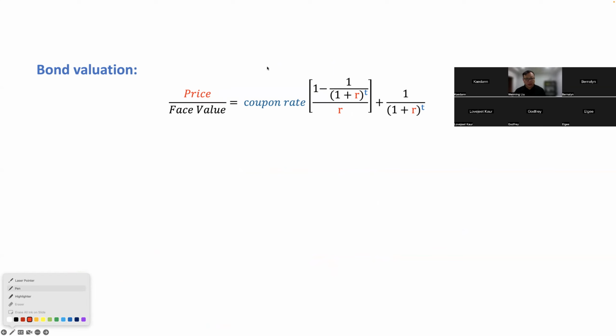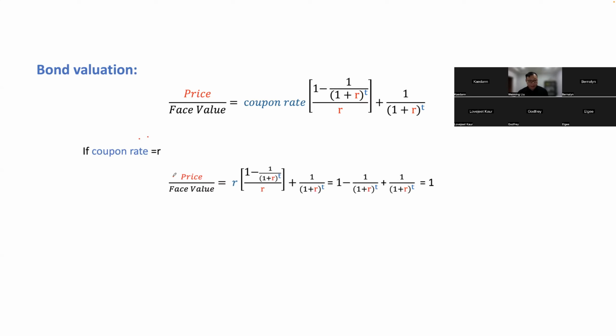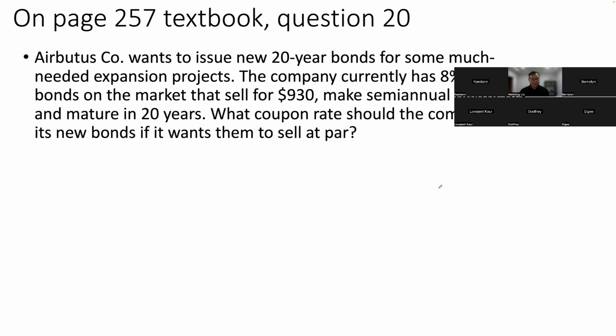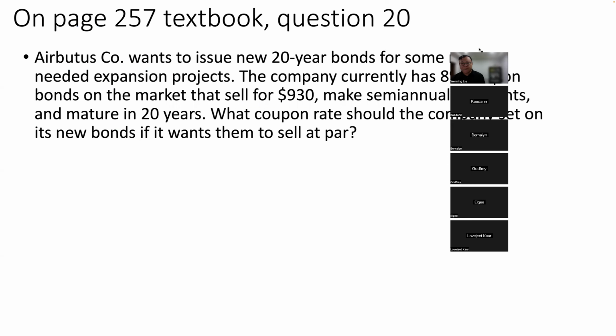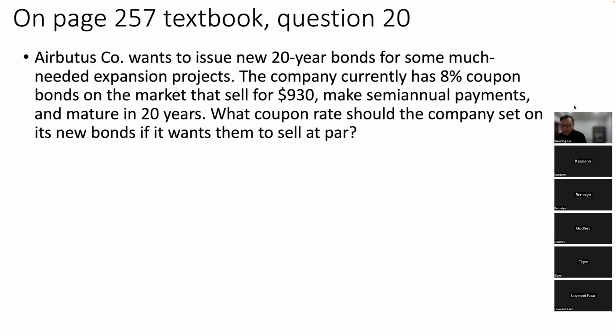Okay, so now let's take a look. When the coupon rate equals R, the equation becomes price divided by face value equals 1. So then the price equals the face value. Let's take a look at this question. This question is from our textbook. One student requested it. On page 257, there's question 20. I already typed the question on the slide.